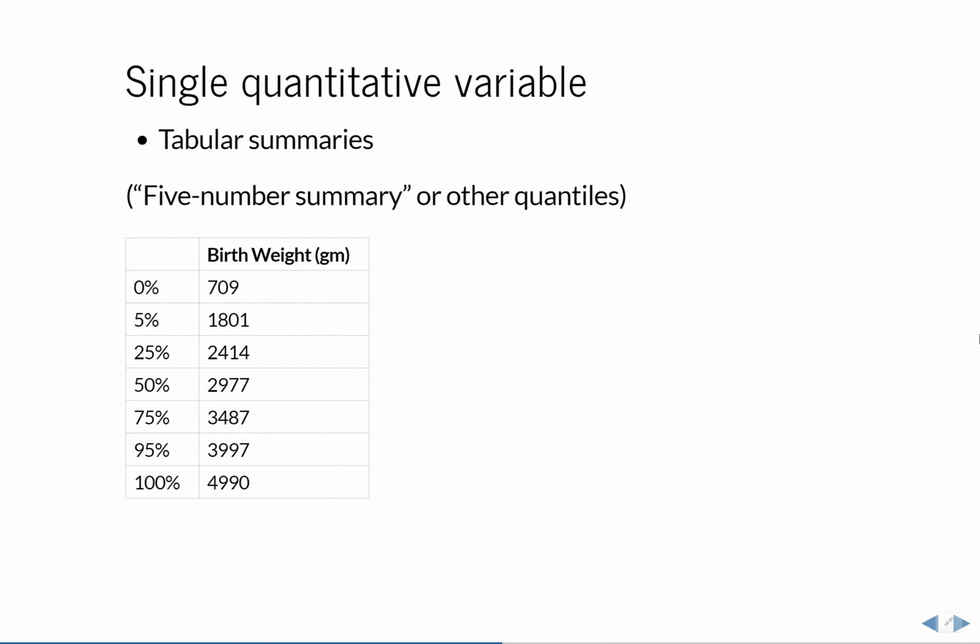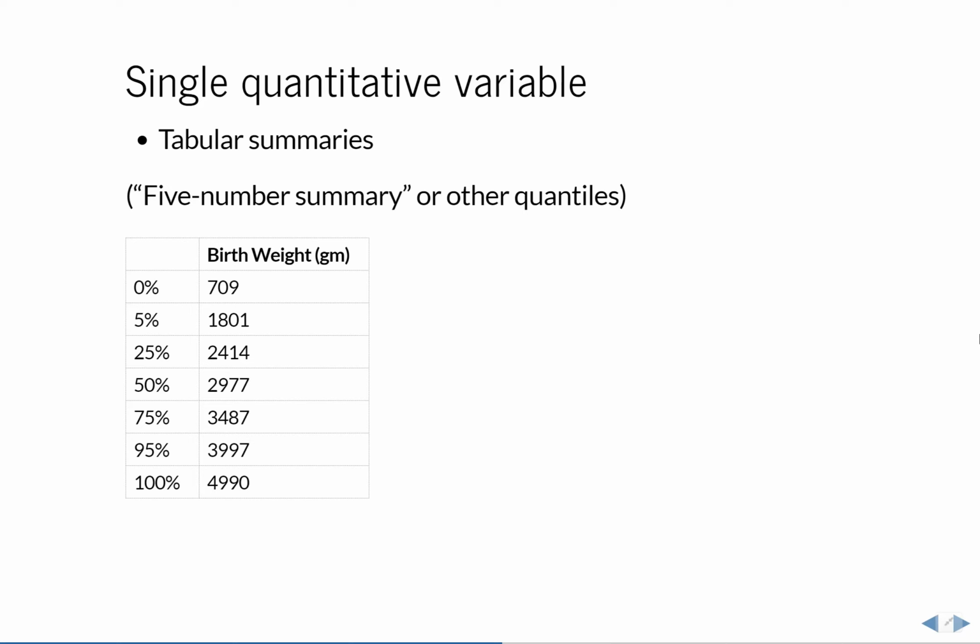At the low end, the 0th percentile, that's kind of a weird way to say it, but that's just the minimum. 709 grams is the smallest baby weight. Up at the very top end is the 100th percentile, but really that's just the maximum. The maximum baby weight is 4,990 grams. And then you can see there are various other percentiles: the minimum, the 25th percentile, sometimes called the first quartile, the 50th percentile, called the median, the 75th percentile, called the third quartile, and then the maximum. So those 5 numbers, 0, 25, 50, 75, and 100, constitute what is generally called the 5-number summary.